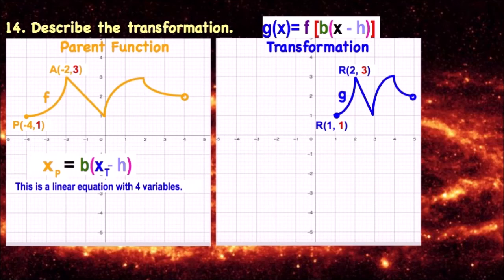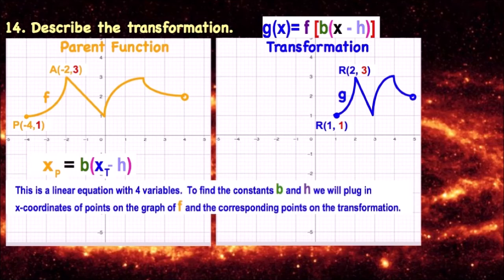This is a linear equation with two variables. To find the constants b and h, we will plug in x-coordinates of points on the graph of f and the corresponding points on the transformation.